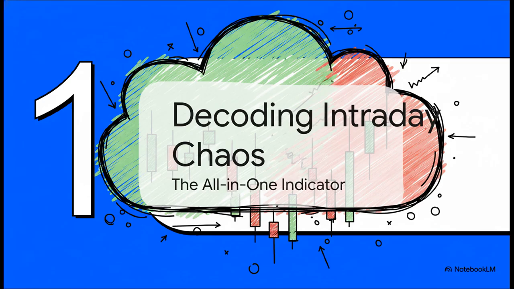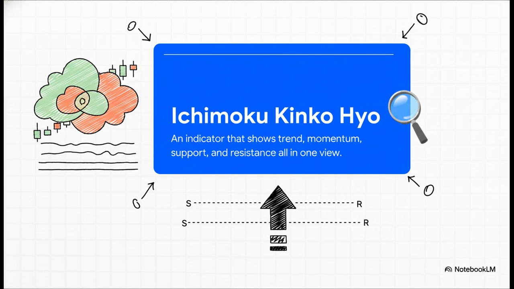All right, so how do we actually bring some order to all that intraday madness? Well, the answer lies in an indicator that's pretty much a whole system in and of itself. Let's meet the Ichimoku Cloud. Its full name is Ichimoku Kinko Hyo, which is a mouthful, I know. It roughly translates to one-look equilibrium chart. And honestly, that's its superpower. It's designed to give you this comprehensive read on the market. We're talking trend, momentum, and key levels, all in a single glance.